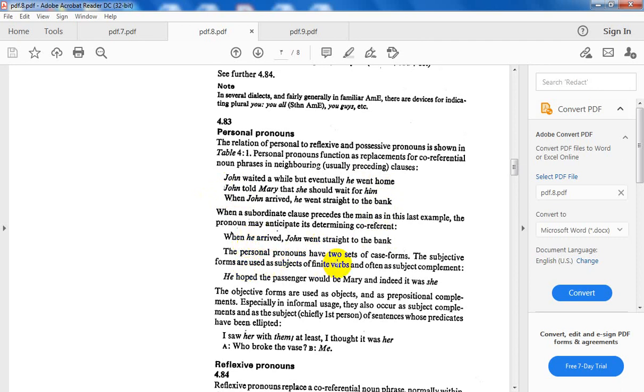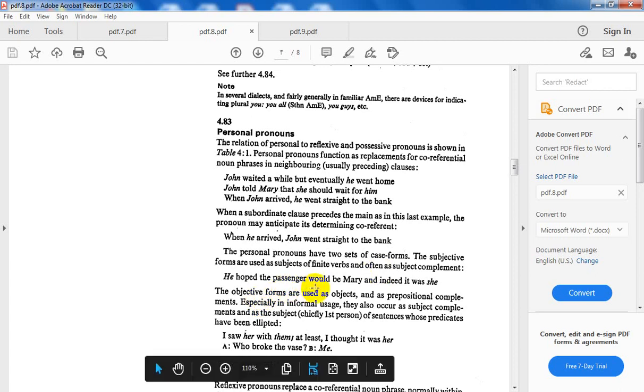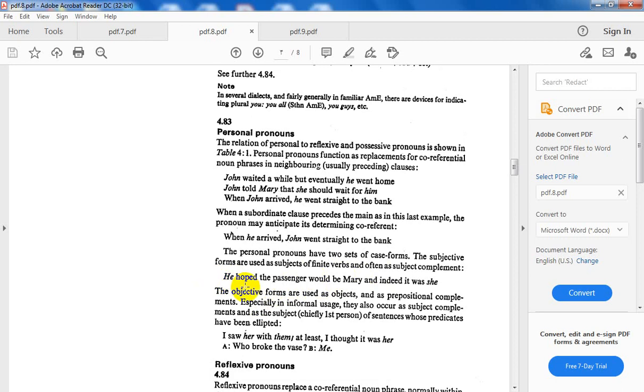The personal pronoun has two sets of case forms, subjective and objective. Subjective forms function as subjects of finite verbs and often as subject complements. He hopped. Here he is subjective, functioning as the subject. The passenger would be Mary, and indeed it was she. She here is the subjective pronoun. It functions as the subject complement.